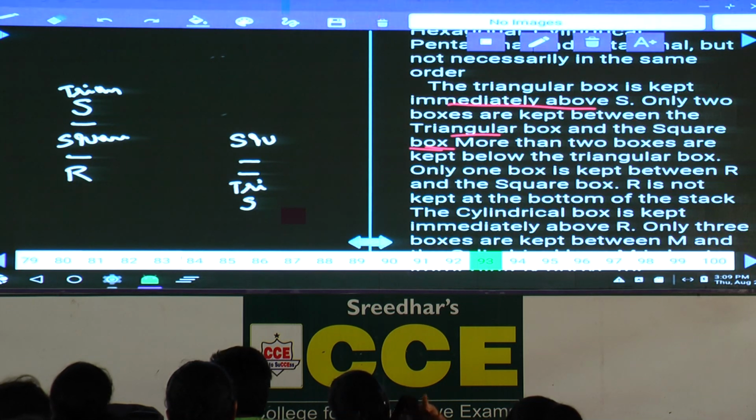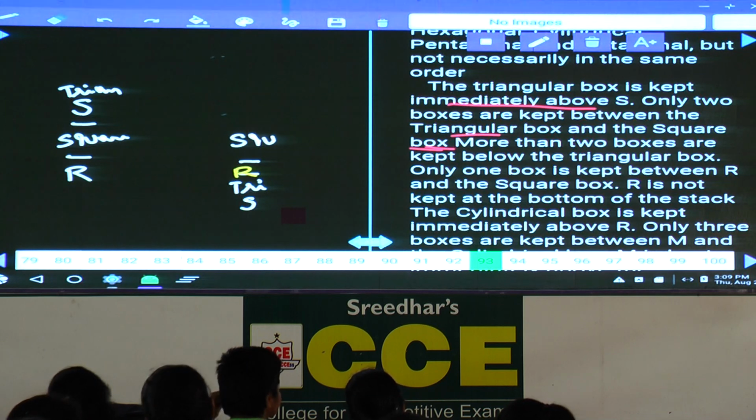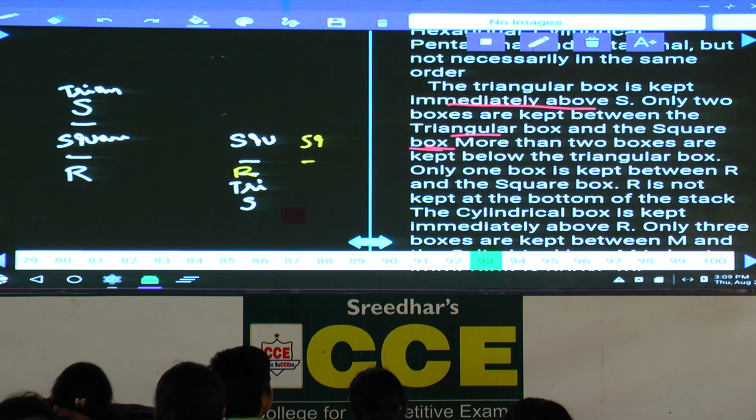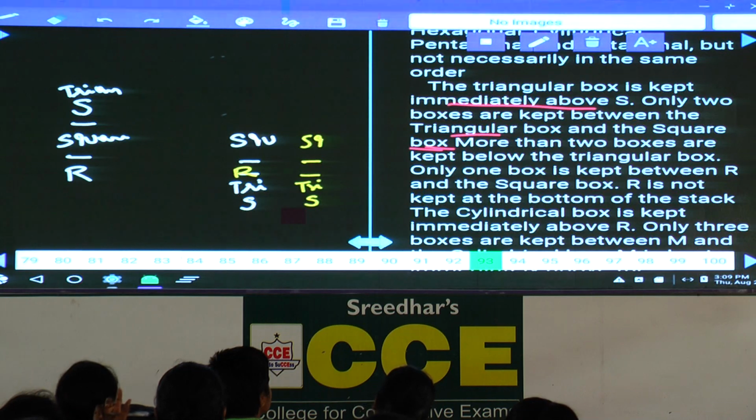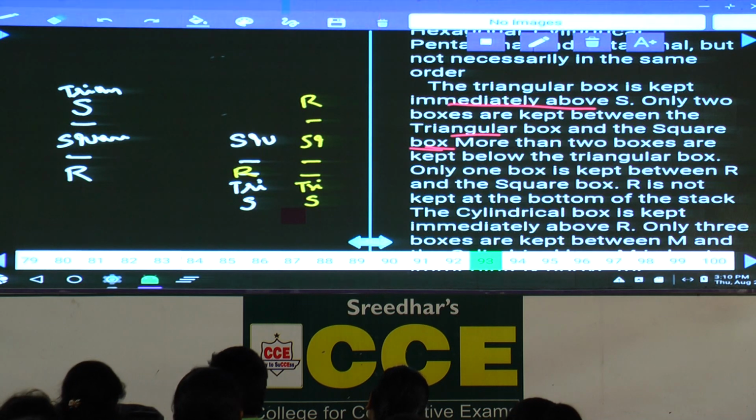Now in this one, R and the square box, R can be here. R can be here, that is one possibility, isn't it? R can be here, there is only one between R and the square box. Then what is the other possibility we have? Now square is here. Then blank, blank, and this is triangle, and this is S, and between R and square, there must be exactly one, this is one more. And so how many possibilities we have? Three possibilities.